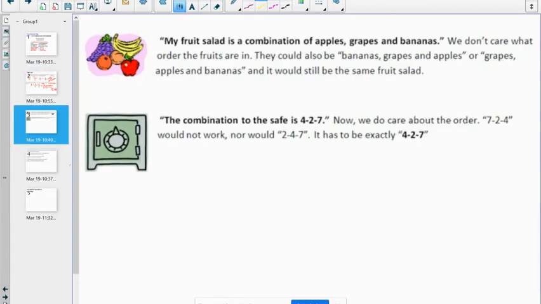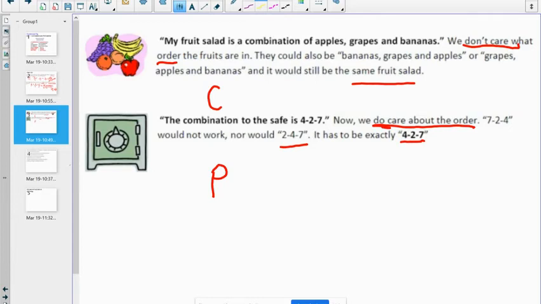On this next slide, it's showing you that a fruit salad is a combination because no matter how you have the fruits arranged, that order does not matter. It could be bananas, grapes, and apples, or grapes, apples, bananas, and it's still going to be the same fruit salad. So that's how we know it's a combination. But now below it says the combination for the safe is 4, 2, 7. Now we do care about the order, because 2, 4, 7 is not the same thing as 4, 2, 7. So we know that's a permutation, because order does matter in a permutation.